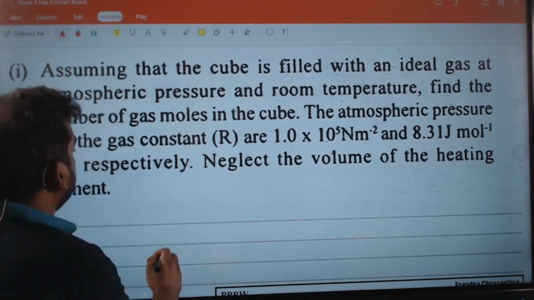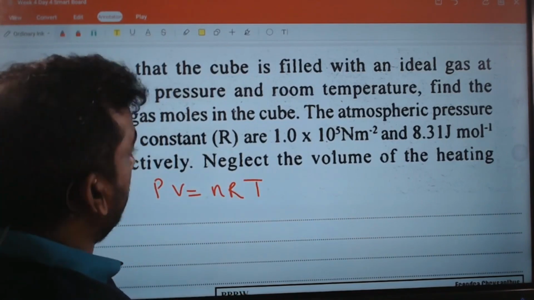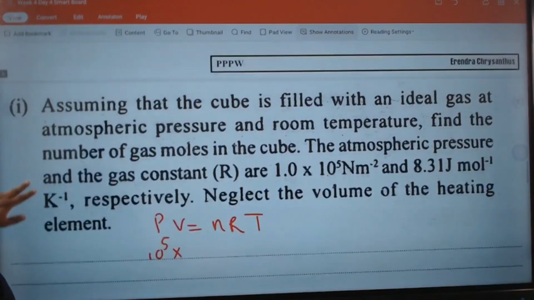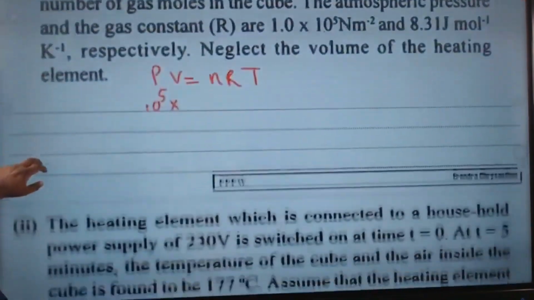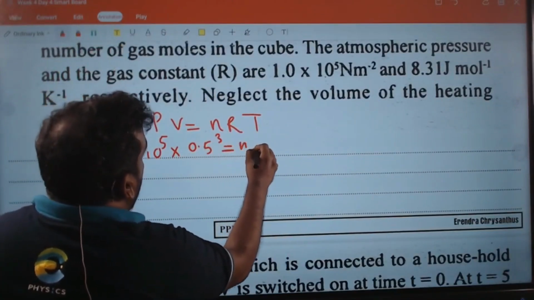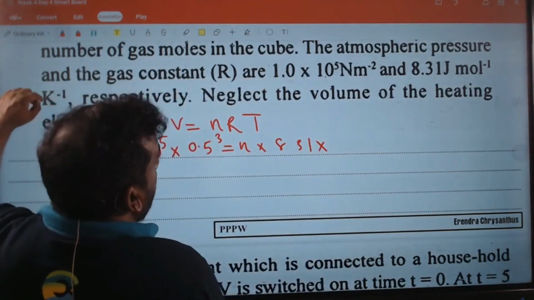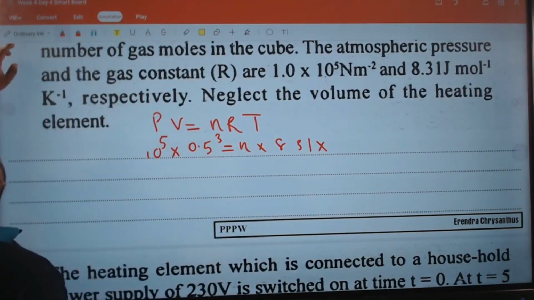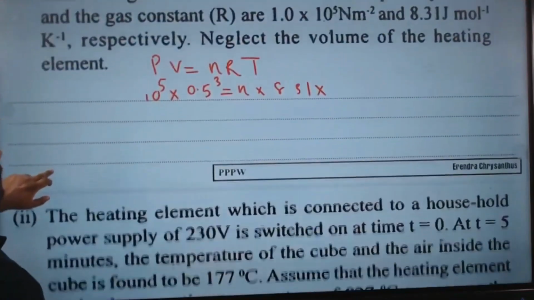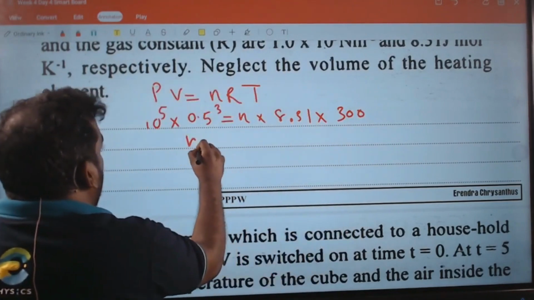So let me apply PV equals nRT. Atmospheric pressure is 10 to the power 5. Volume of the cube, each side is how much? 0.5 meter, so 0.5 cubed. R is 8.31. Temperature is room temperature, 27 degrees Celsius, which is 300 Kelvin. Number of moles you can find.